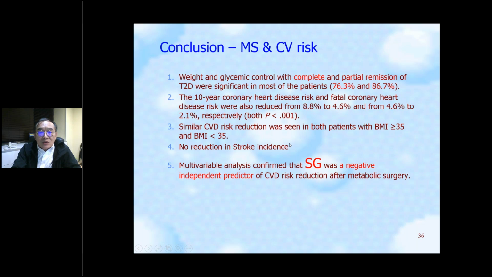My thinking is this is due to the inadequate reduction of blood pressure. And multivariate analysis confirmed that in metabolic surgery, sleeve itself is a negative independent predictor of CVD risk reduction after metabolic surgery. I think this is the most important finding we see in metabolic surgery compared to the bariatric surgery we had presented in the previous literature. They all show similar efficacy between sleeve and bypass. But in metabolic surgery, we see it's a negative independent predictor.